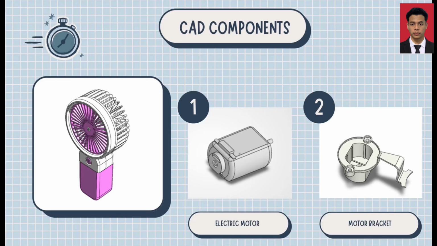This slide shows the first 2 CAD components. The first component is the electric motor, which provides the rotational motion for the fan blade. The second component is a motor bracket, which holds the motor secure inside the fan housing.